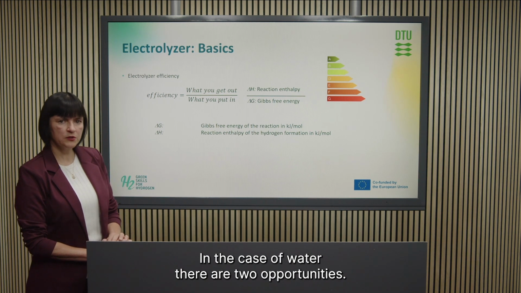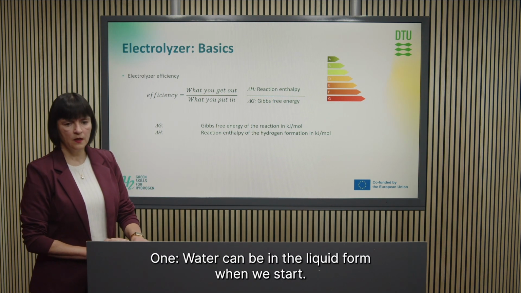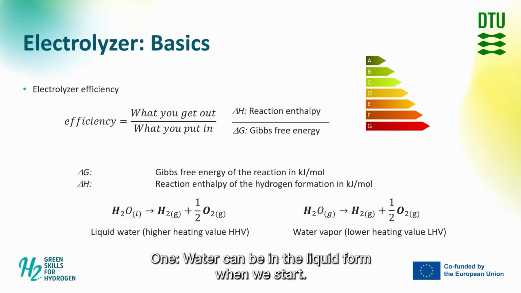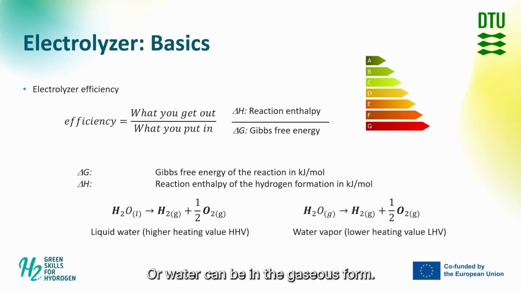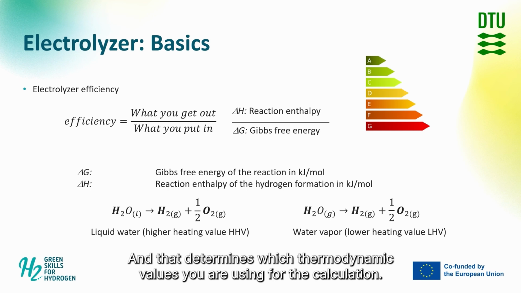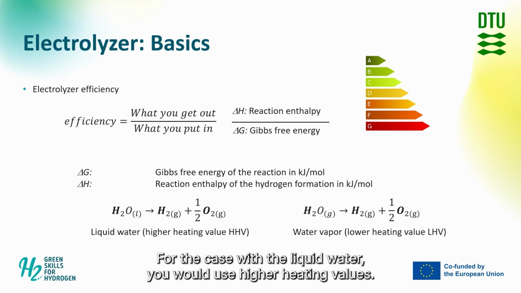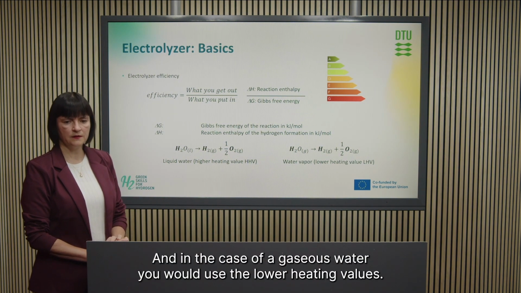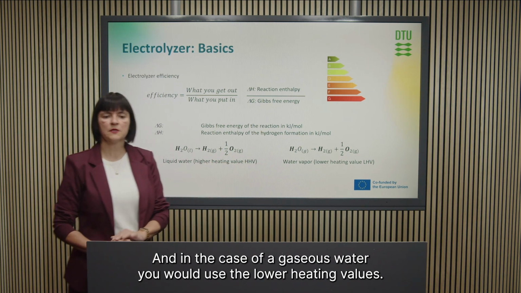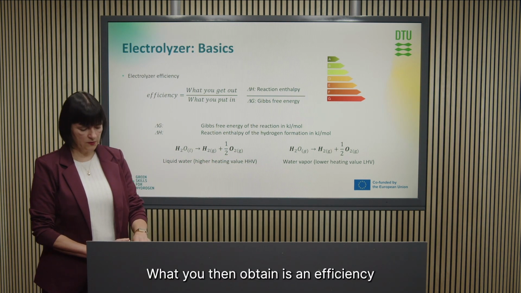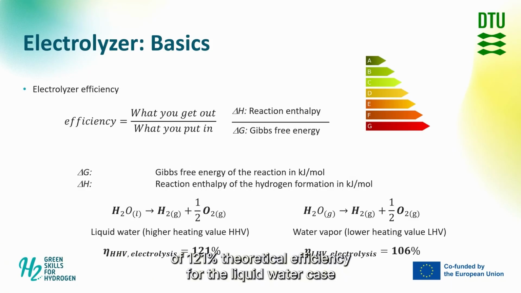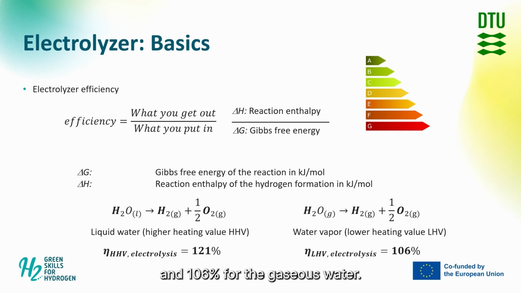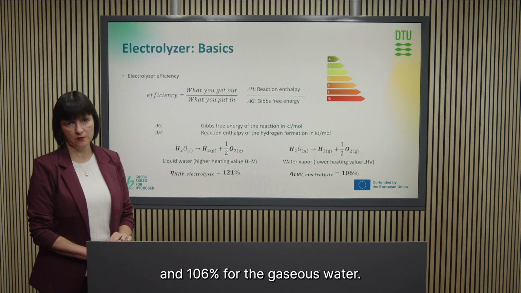In the case of water, there are two opportunities. One, water can be in the liquid form when we start, or water can be in the gaseous form. And that determines which thermodynamic values you are using for the calculation. For the case with the liquid water, you would use higher heating values, and in the case of gaseous water, you would use the lower heating values. What you then obtain is an efficiency of 121% theoretical efficiency for the liquid water case and 106% for the gaseous water.